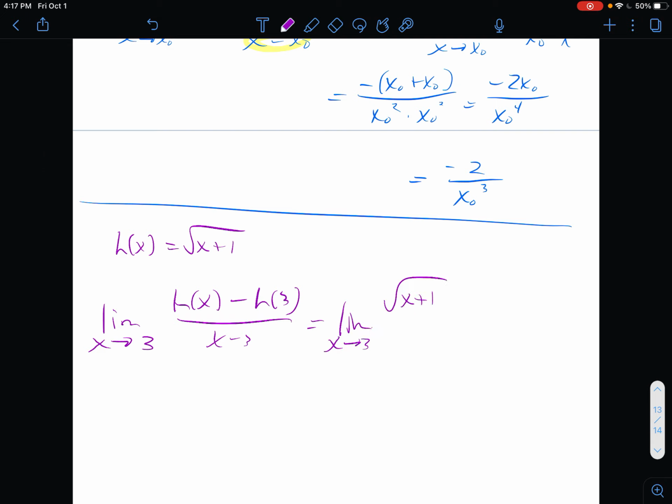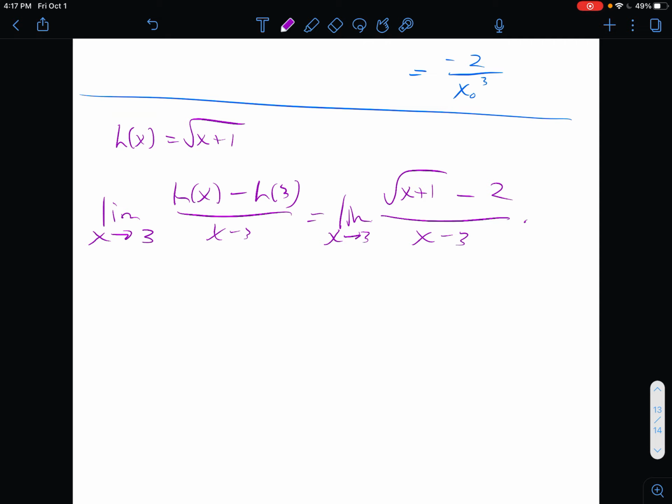So that's the square root of x plus 1 minus the square root of 3 plus 1, which is 2. It's a 0 over 0 limit with a radical, so I'm going to be thinking about conjugates.